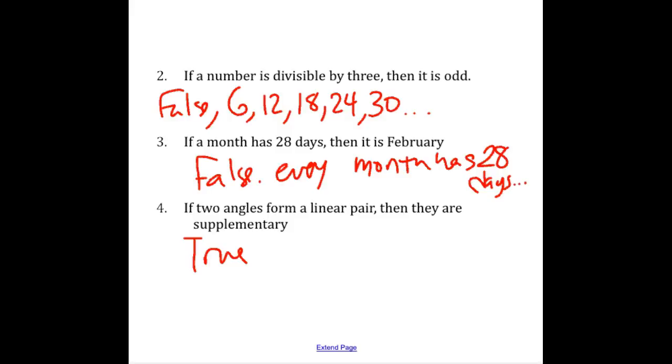All right, for the first one, number 2, I would say false. 6, 12, 18, 24, 30. Those are all examples of numbers that are divisible by 3 and even. Number 3 is kind of a tricky question because every single month has 28 days. If a month only has 28 days, then it is February. That would be a true statement. However, every single month of the year has 28 days. And then number 4, if two angles form a linear pair, then they are supplementary. That is true by definition of a linear pair.